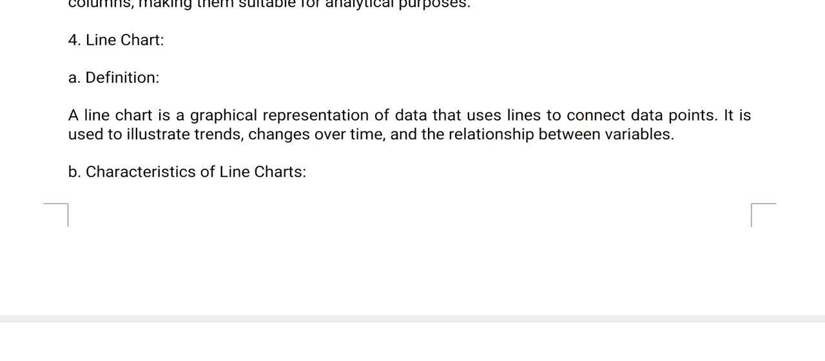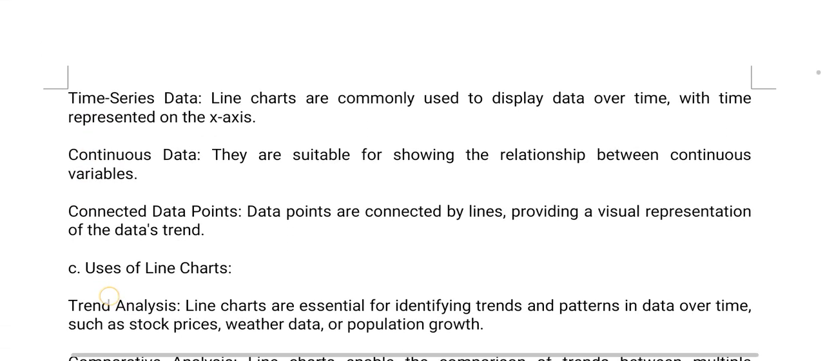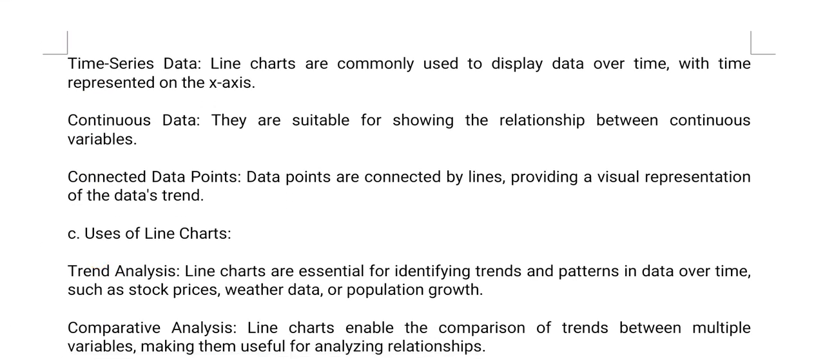Then line chart. A line chart is a graphical representation of data that uses lines to connect data points. It is used to illustrate trends, changes over time, and the relationship between variables. Characteristics of line charts. Time series data. Line charts are commonly used to display data over time, with time represented on the x-axis. Then continuous data. They are suitable for showing the relationship between continuous variables. Then connected data points. Data points are connected by lines, providing a visual representation of the data's trend.